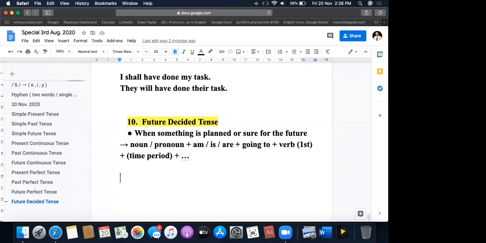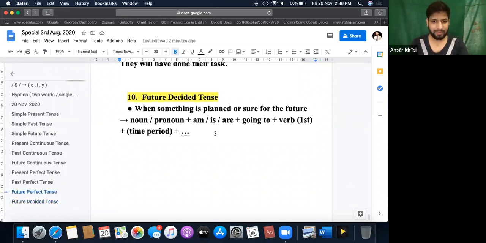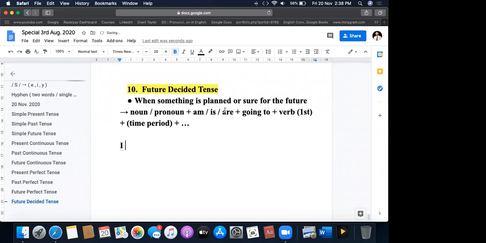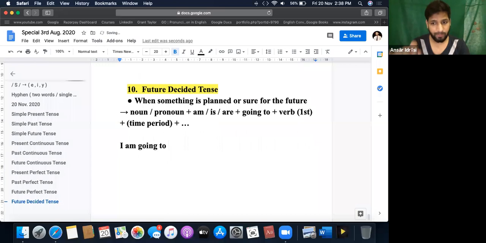Let me check, but it is not true. Because see, I'll show you. Now let's have an example over here with statement, question, negative. So future decided tense, when something is planned, something is sure. For future, we are going to use the future decided tense, and this is the formula. For example, I plus am plus going to. I am going to plus verb.